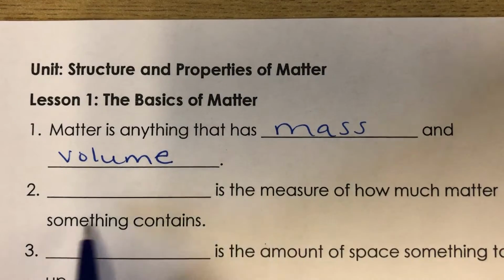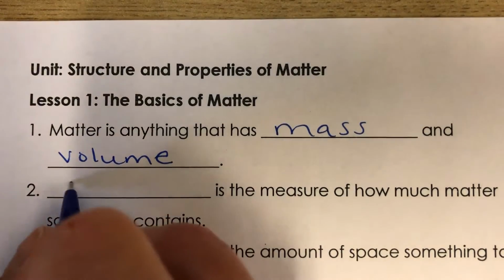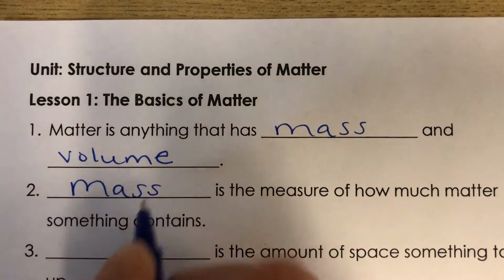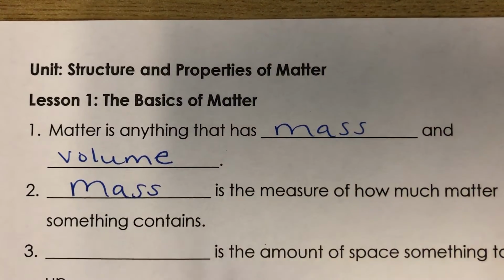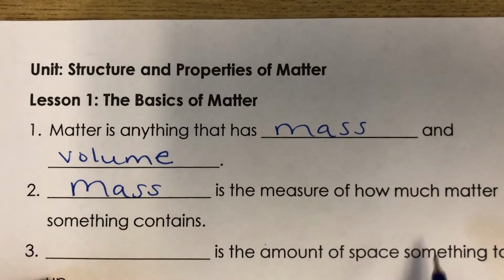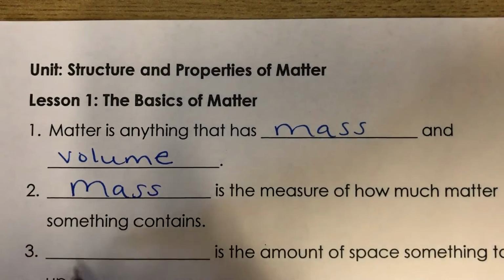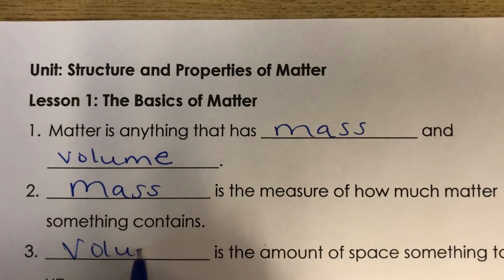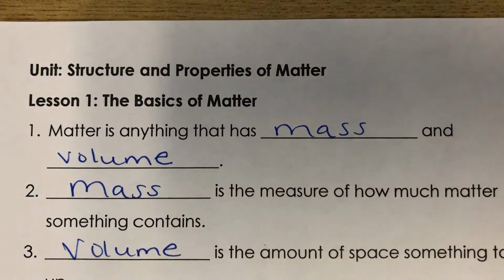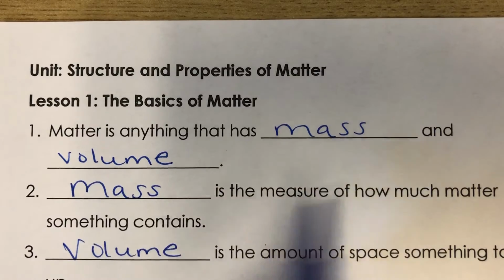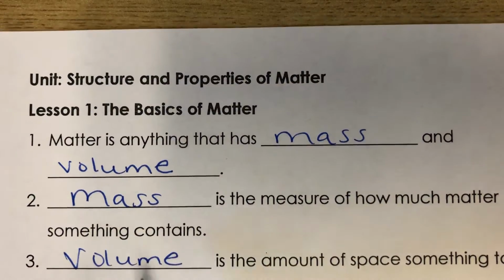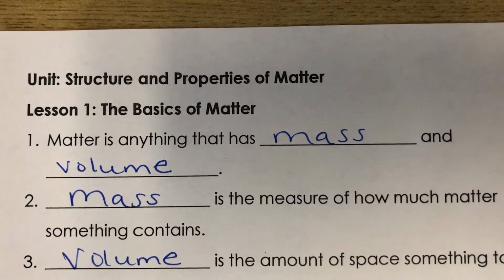The measure of how much matter something contains is that item's mass. A lot of people think about how heavy it is, but it's how much matter something is made up of. And the amount of space something takes up, that's its volume. So matter has mass and volume. Mass is how much matter is in something, and volume is the amount of space that something takes up.